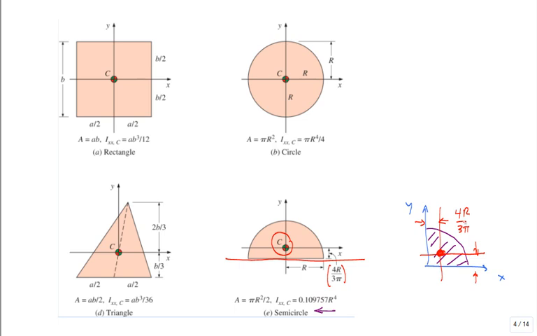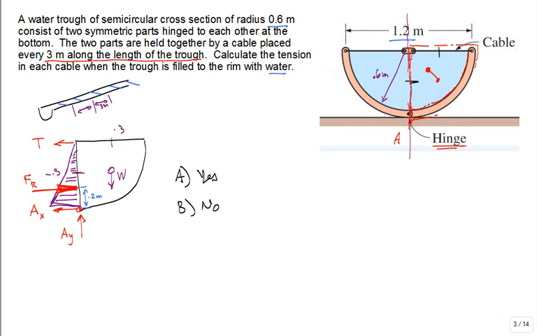Let's jump back now to the problem. And so this location right here is going to be 4r over 3 pi. Go ahead and get your calculators out if you have them and tell me what is numerically that value. I think it should be less than 0.3. What is r? R is 0.6.